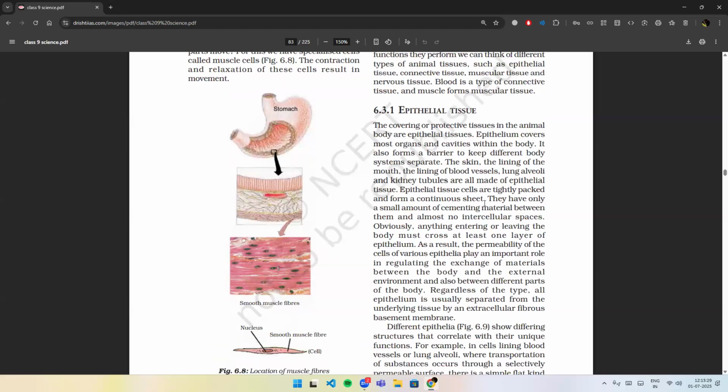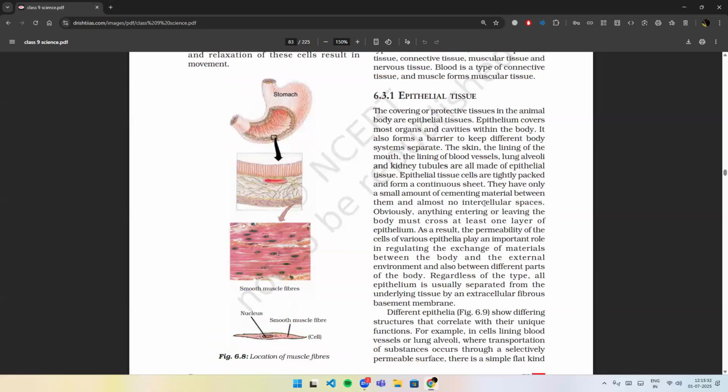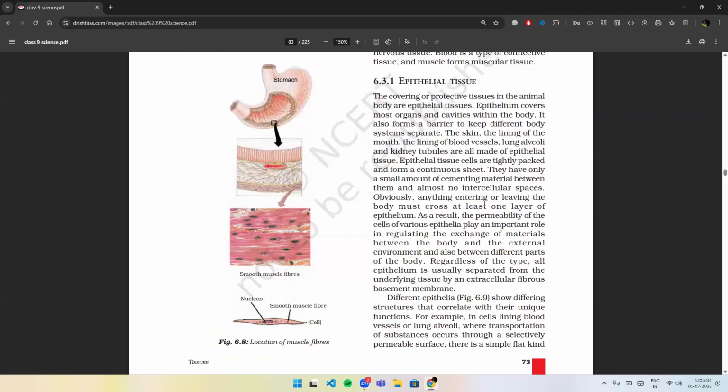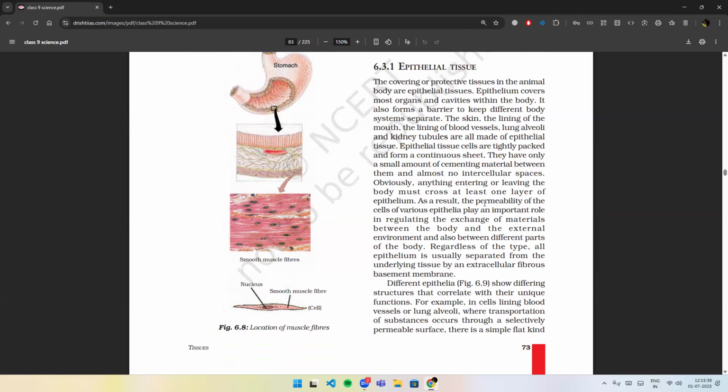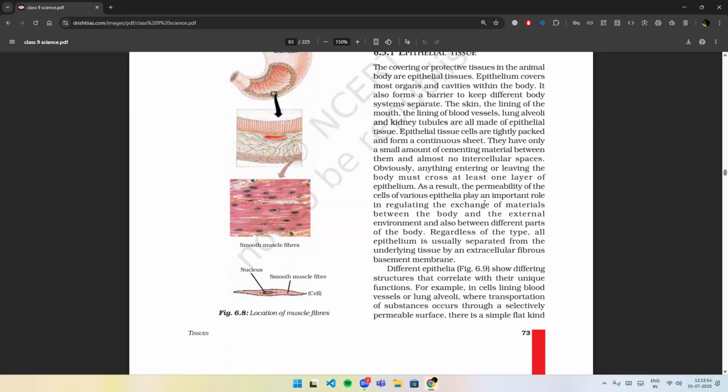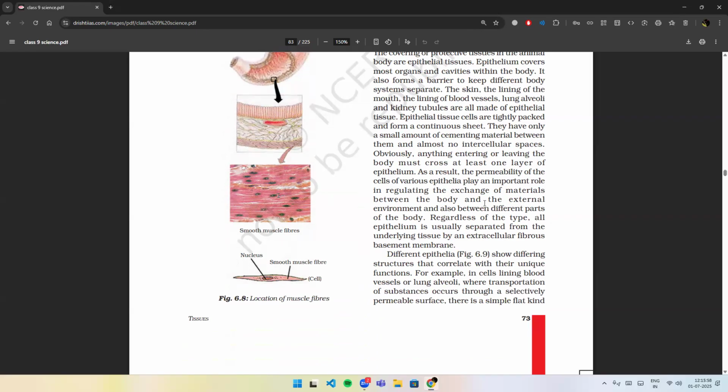Epithelial tissue. The covering or protective tissues in the animal body are epithelial tissues. Epithelium covers most organs and cavities within the body. It also forms a barrier to keep different body systems separate. The skin, the lining of the mouth, the lining of blood vessels, lung alveoli, and kidney tubules are all made up of epithelial tissue. Epithelial tissue cells are tightly packed and form a continuous sheet. They have only a small amount of cementing material between them and almost no intercellular spaces.